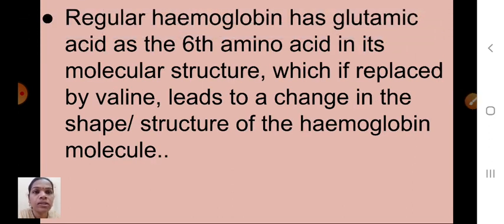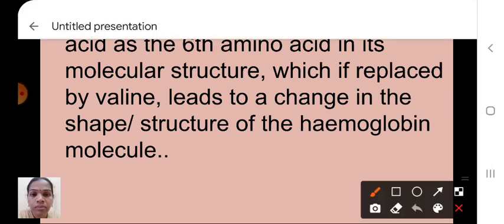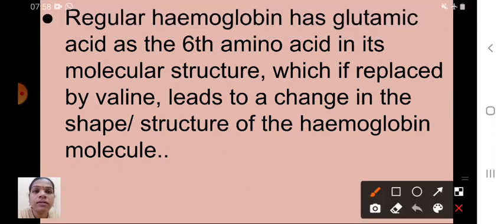See here. Regular hemoglobin has glutamic acid. So our blood contains what? Hemoglobin. That regular hemoglobin has glutamic acid, which is one of the amino acids, as the sixth amino acid. In that hemoglobin structure, the sixth one is which amino acid? Glutamic acid. Okay, in its molecular structure, which if replaced by valine. So those who are affected by sickle cell anemia, their hemoglobin structure, instead of that sixth amino acid is what?